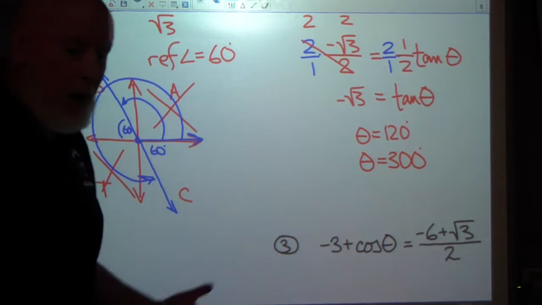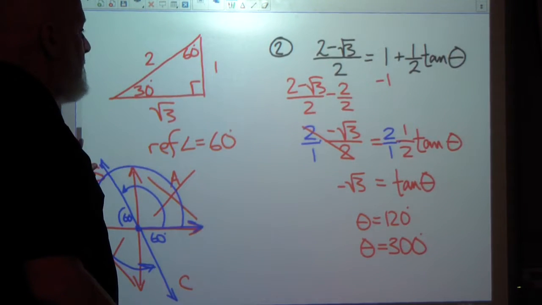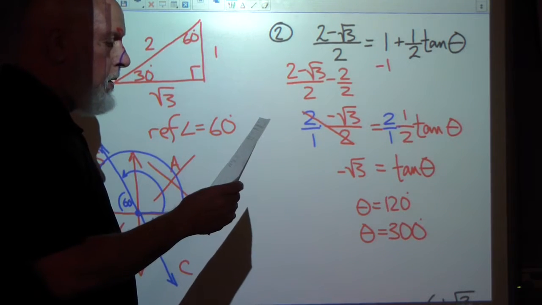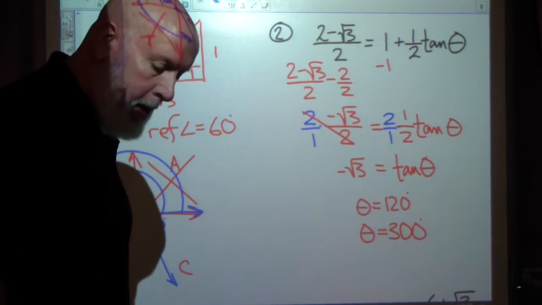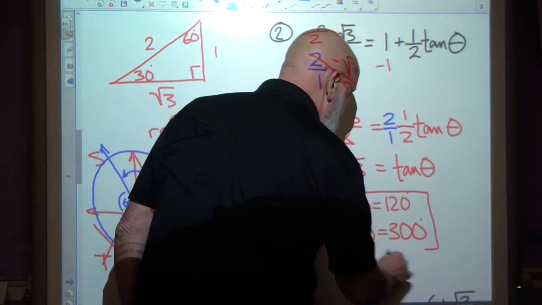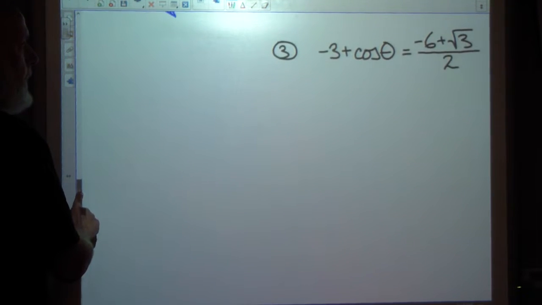Hopefully this is ringing a bell. We have done this in the past. Let's see if I got it right. This is time for me to be embarrassed by missing one. Number 2. 120 degrees, 300 degrees. Yay! So there we are. That's what we're looking for. Let's run through a couple more, see what we're dealing with here in our little review.